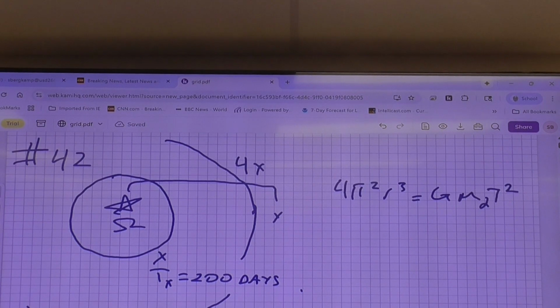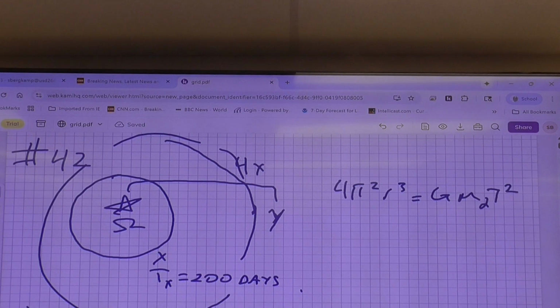Period of X, that's the one that's closer. It has a period of 200 days. You're told that planet Y has an orbital radius that is 4 times that, and you want to know how long it's going to take for planet Y to go around. Now, obviously your answer has to be more than 200 days because it's farther out.